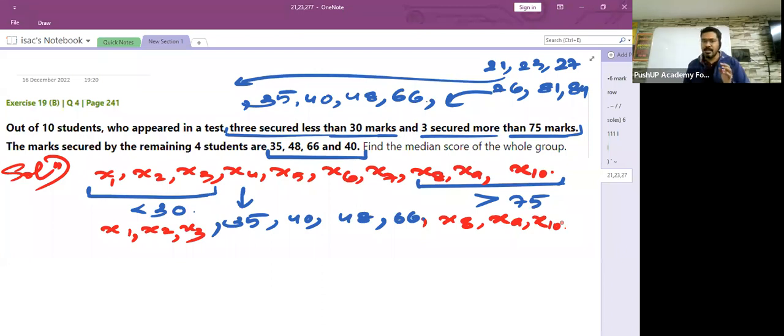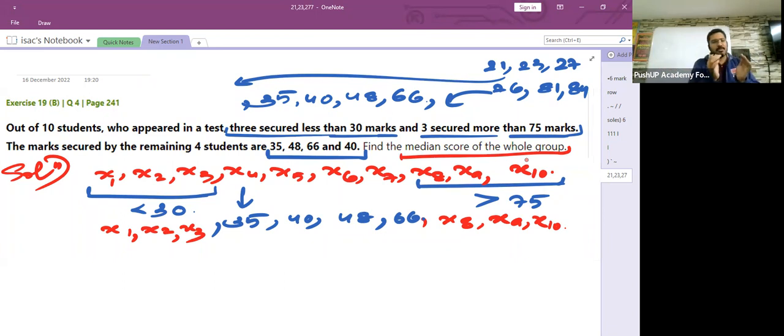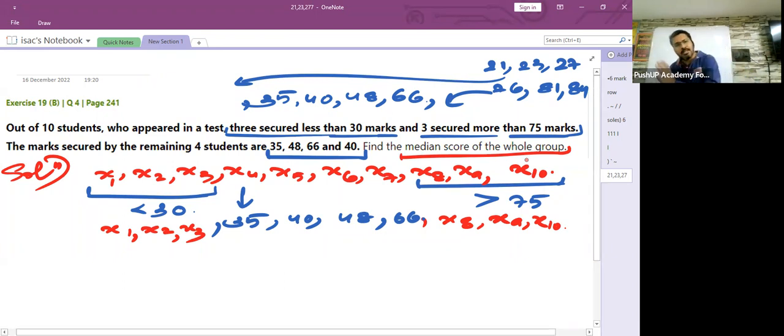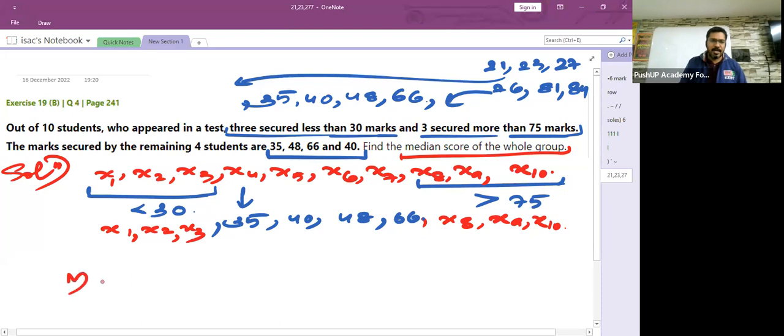Now, what they were asking: find the median score of the whole group. I have arranged all the observations in ascending order: x1, x2, x3, 35, 40, 48, 66. Then x8, x9, and x10. And I've clearly mentioned what x1, x2, x3 are. They are the marks which are less than 30. What are x8, x9, and x10? They are the marks which are greater than 75. All right. So now they are asking us to find the median value.